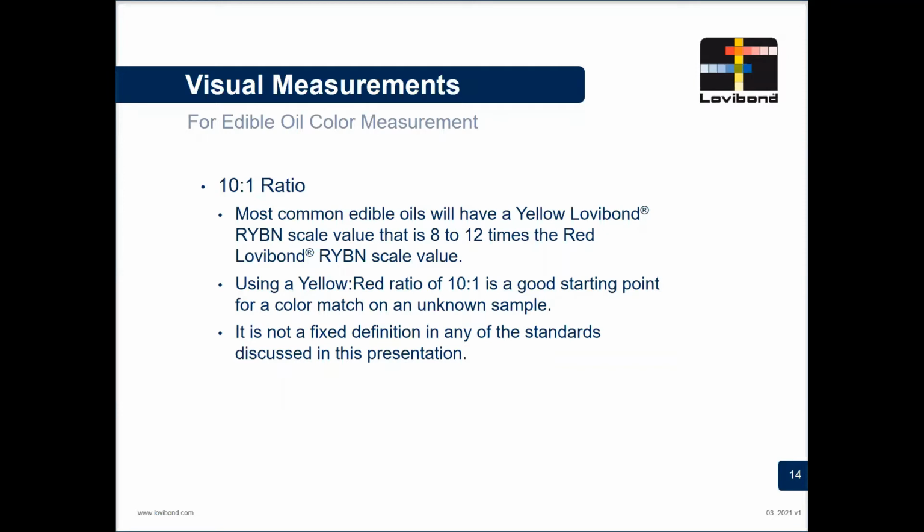So having a starting point on an unknown color of using a value of yellow that is about 10 times your red value will get you a good way to making a good color match, but it's not a fixed definition in any of the standards that I'm going to discuss in this presentation. It's a good starting point on an unknown sample, and that's all really. So we shouldn't be fixated on having a fixed ratio of our red to yellow. It will change depending on the oil we measure, and also they're going to change a bit depending on the path length of the oil.